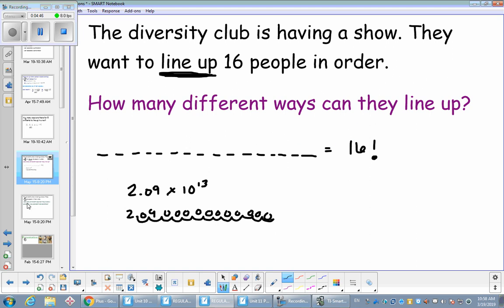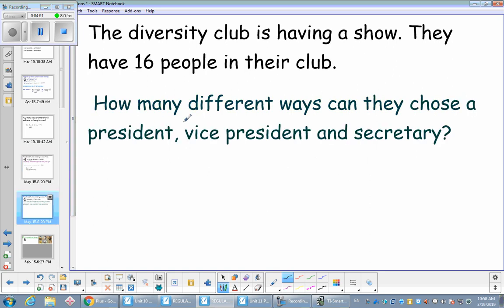So sometimes we're going to restrict them. So we might change the problem to be: how many different ways of the 16 people can they choose a president, a vice president, and a secretary? Now, order matters on this one because if I want to be president, I don't want to get the secretary role. So let's say we got John, Abdullahi, and Isaac.